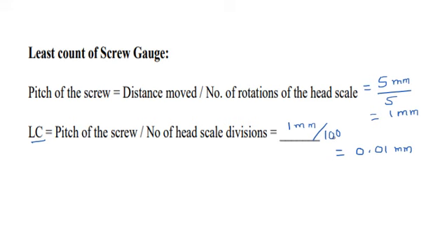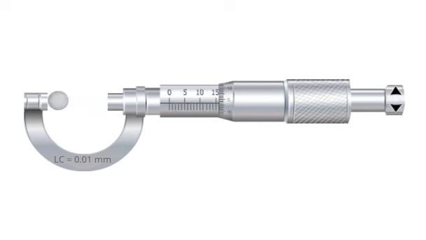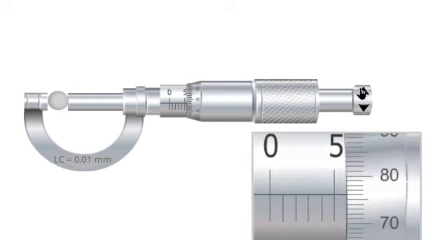Now let us try to measure the thickness of a lead shot, or you can also measure the thickness of any wire given to you. This is how you do it. The procedure is as shown. Let us put the lead shot and rotate this ratchet until the spindle touches the object.